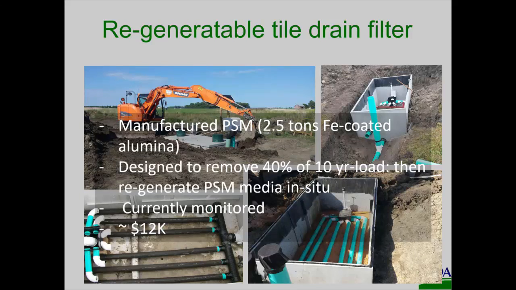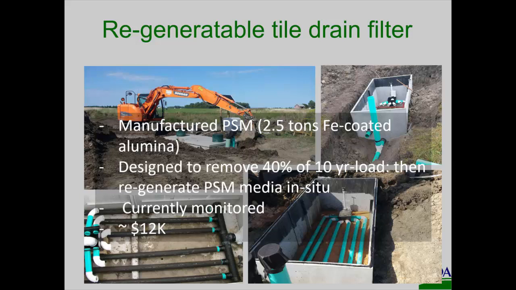We used a manufactured PSM. We got one of those expensive, high-pollutant P-sorption materials. It was pretty expensive. But we thought, well, it's efficient per unit mass, and if we can recharge it, it might be worth it, actually. So we got 2.5 tons in this tank. It flows from the top down. It's designed to remove 40% of the 10-year load.